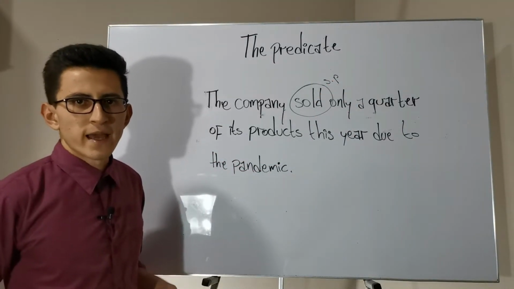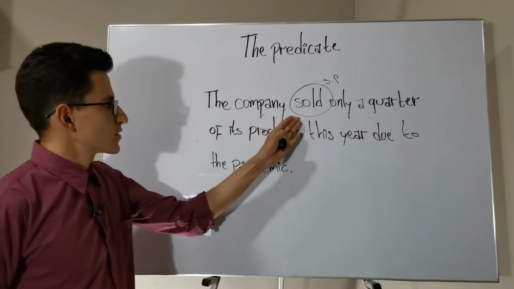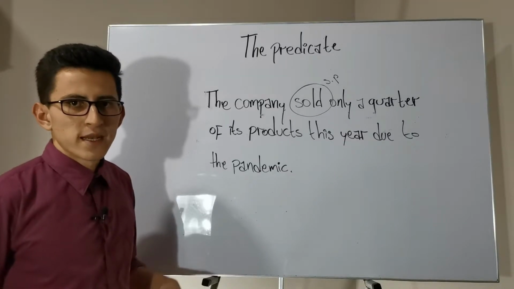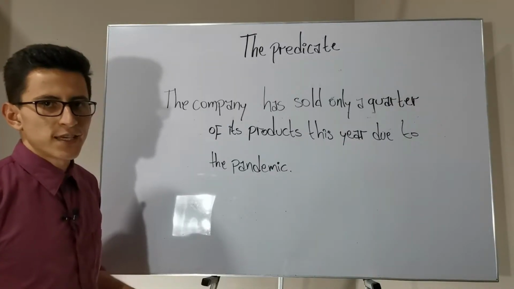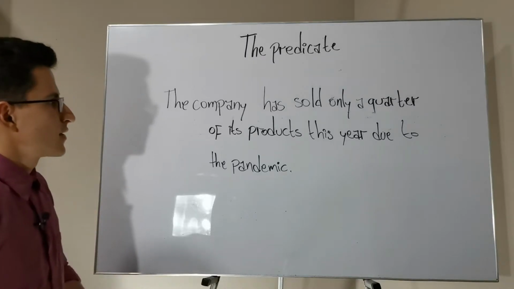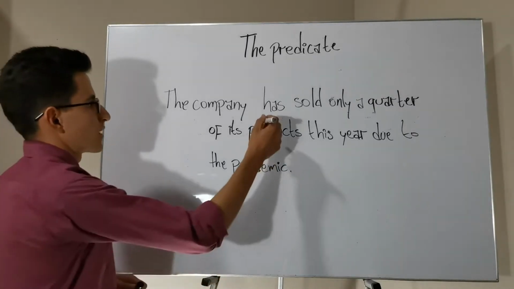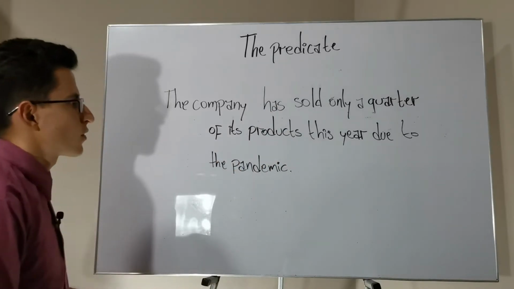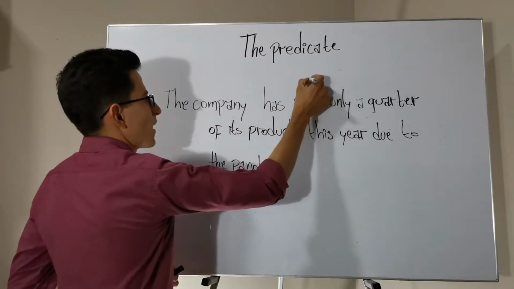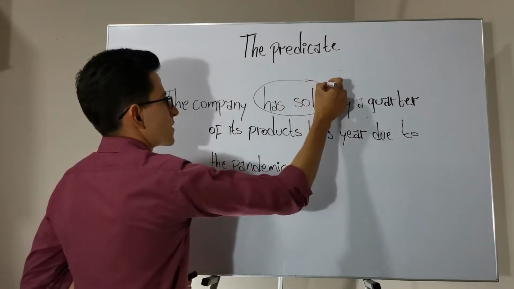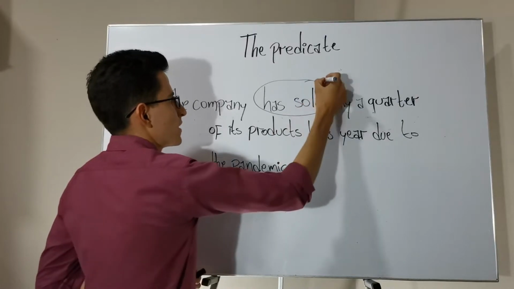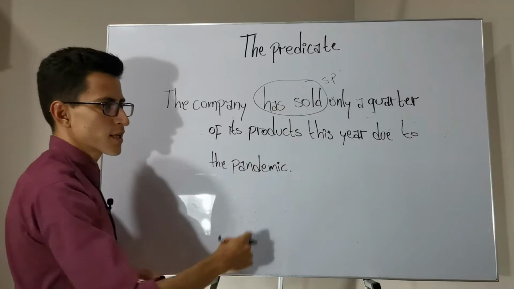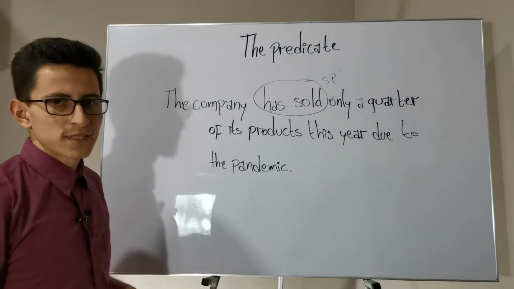However, if there were any auxiliary modifying this verb, we would include it in the simple predicate, like this. Let's see the changes in this sentence. We have included the auxiliary has. The company has sold. So, in this case, we have to include the auxiliary and the verb in the simple predicate. So, has sold is the simple predicate of the sentence.